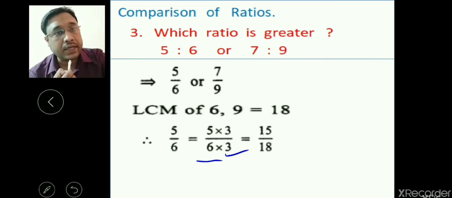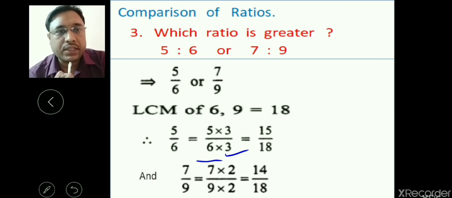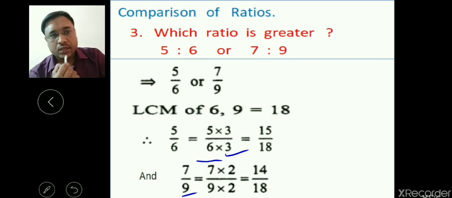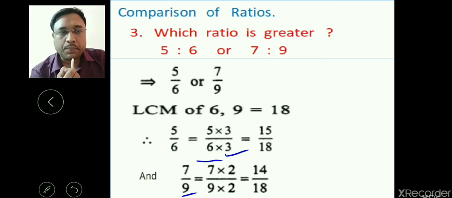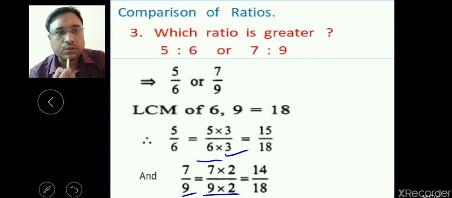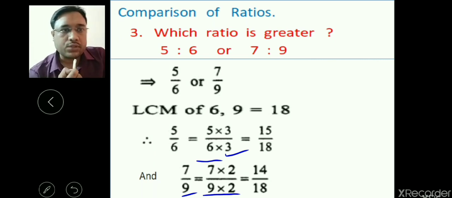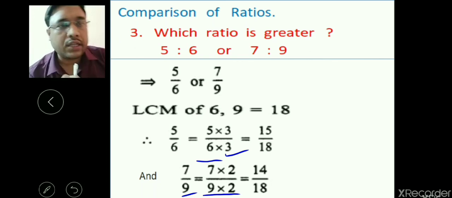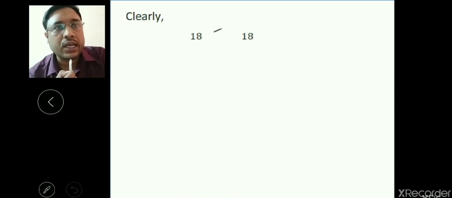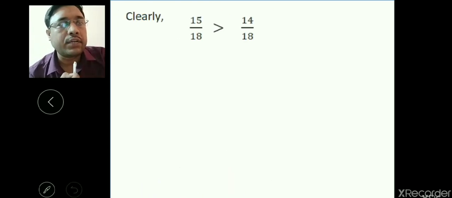Now next, for 7 by 9 also. What will you multiply with 9 to get 18? That is obviously 2. So 9 into 2 is 18. If you have multiplied the denominator by 2 here, then the numerator also by 2. That means 7 into 2 is 14 by 18. Now it is clear which is greater, 15 by 18 or 14 by 18, because their denominator is the same. So directly you can compare these two numbers by seeing their numerators only. Obviously 15 by 18 is greater than 14 by 18.